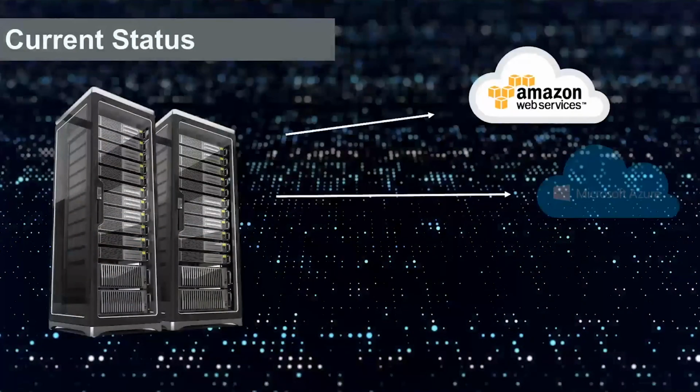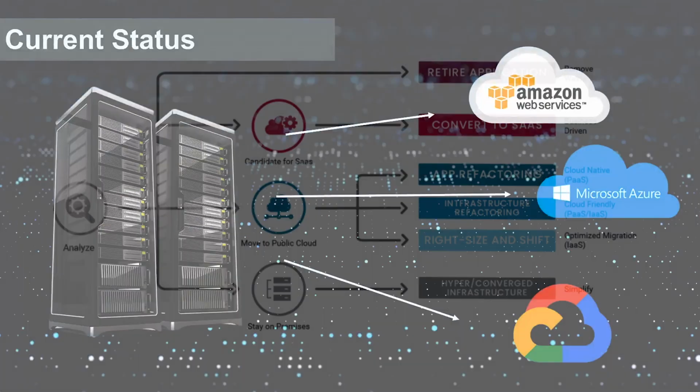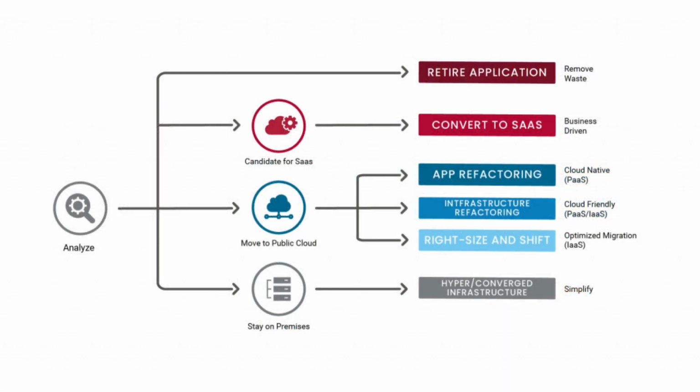So let's look at the current status from just an infrastructure point as a whole. Obviously not everyone, but the majority of folks, especially that we're working with, are moving to some type of public cloud, AWS, Azure, GCP, et cetera. What that causes is usually a refactor of the applications, introduction of new tools, et cetera. While the current plan may look something like this, nice and clean, we've got our options to retire, convert, refactor, rehost, right-size, all that kind of stuff.